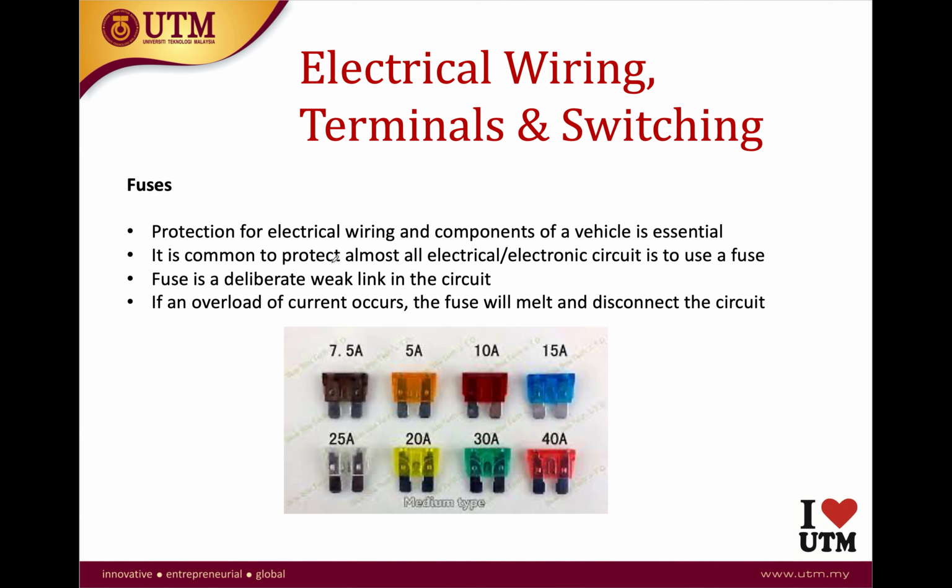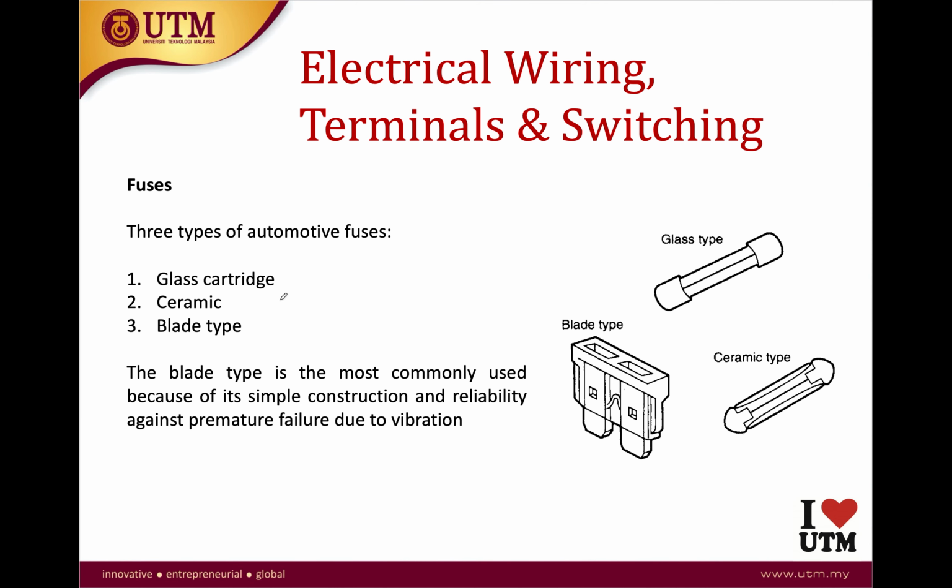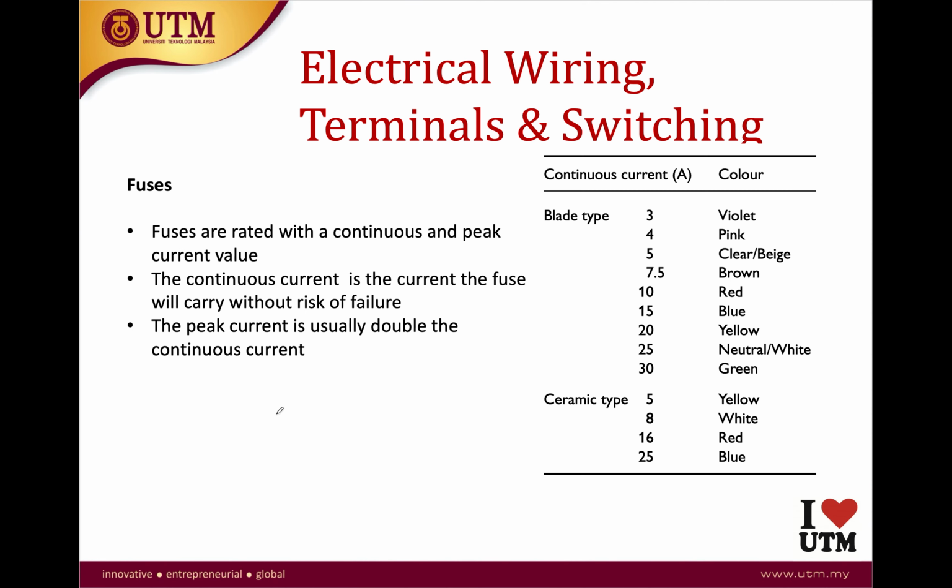As I mentioned, or most of you are aware, you have fuses in your car, basically to avoid overloading that will cause damage to your electrical components. So if an overload of current occurs, the fuse will melt and disconnect the circuit. There are 3 types of automotive fuses: glass cartridge, ceramic, and blade type. The blade type is the most commonly used one because of its simple construction and reliability against premature failure due to vibration. Fuses are rated with continuous and peak current values.